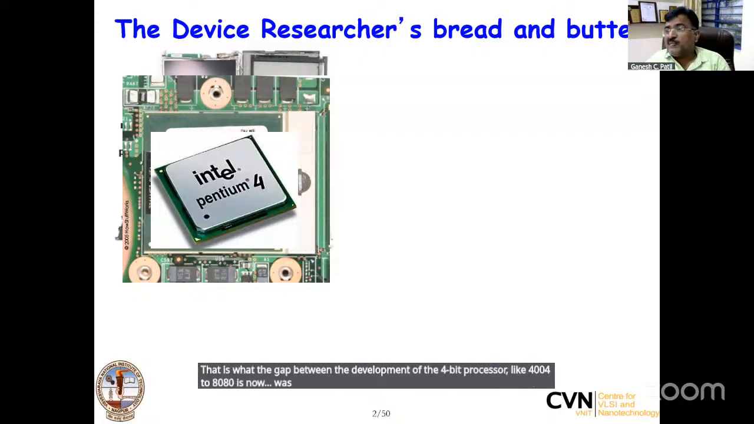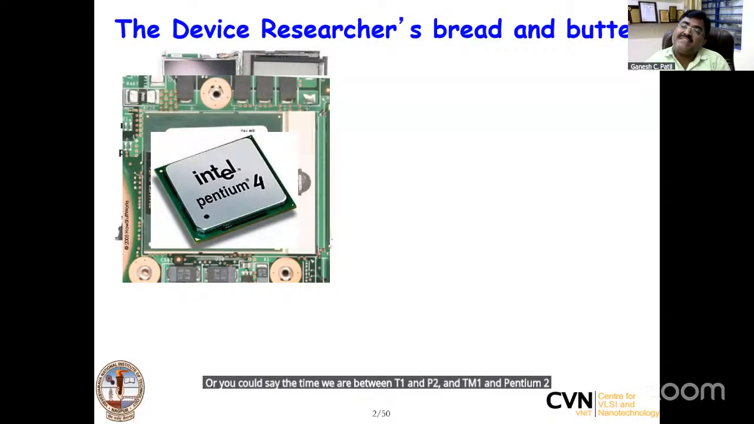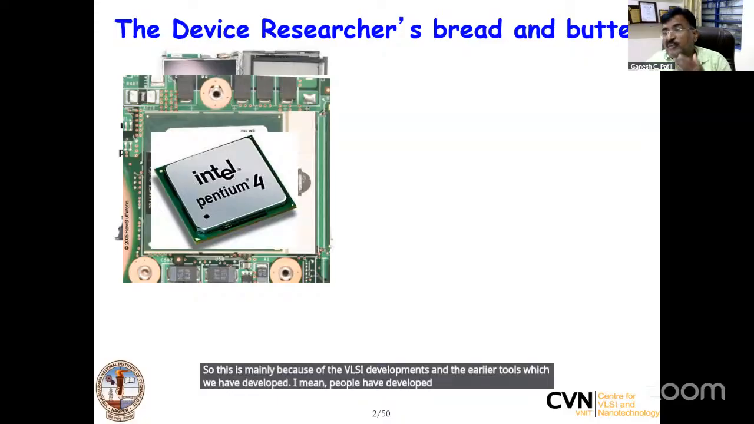4 years also. But today, we have a gap of just 6 months. The time gap between P1 and P2, Pentium 1 and Pentium 2, is just 6 months. This is mainly because of the VLSI developments and the EDA tools which people have developed. Not only on the software side, people have also done development on the hardware side as well.